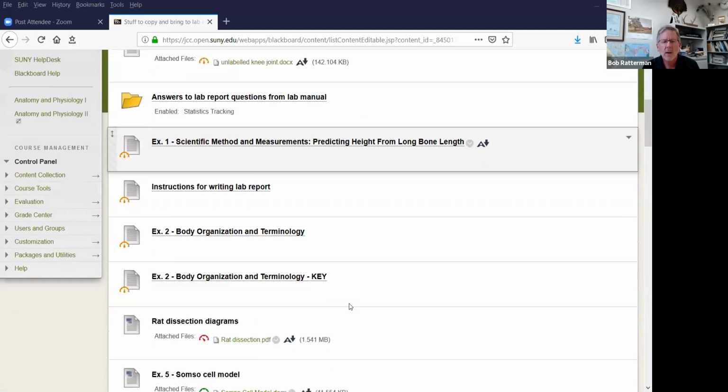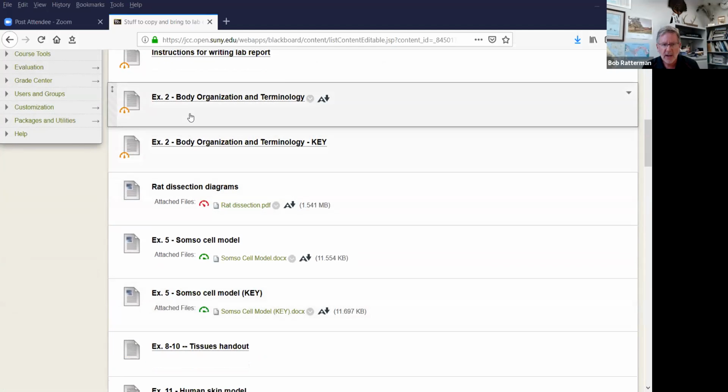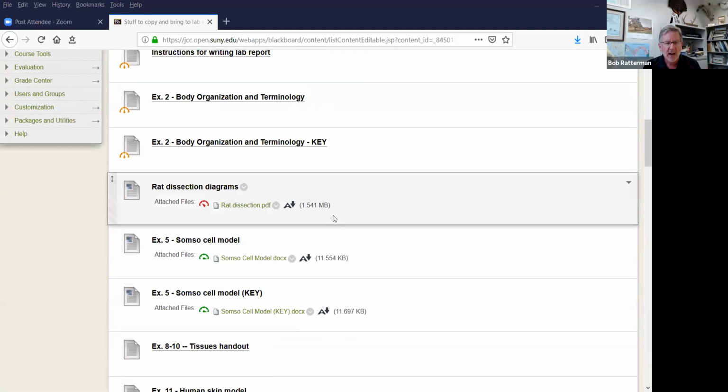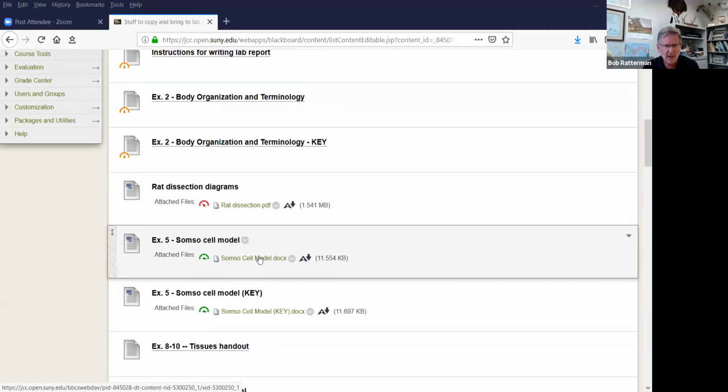If we go to the stuff to copy and bring to lab each week folder, I'm going to pull that up right now and share that with you. Okay, everybody see that? It lists the exercises in chronological order. For this week in lab, we're doing exercises 5, 6, and 7. You see here it says the cell model that you need to bring. That's the handout for exercise 5. There's nothing for 6 or 7.